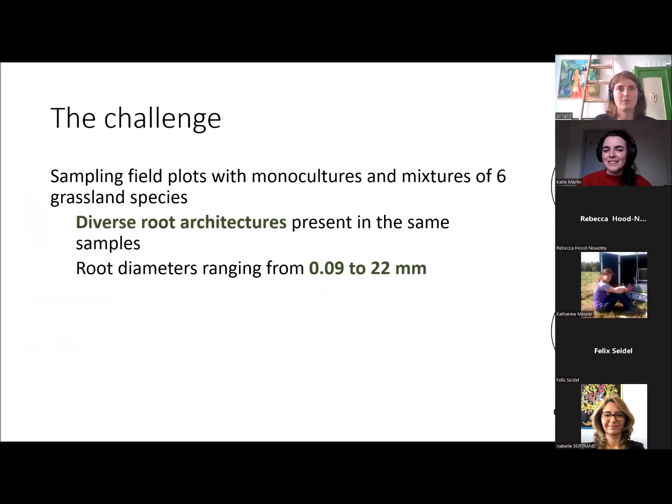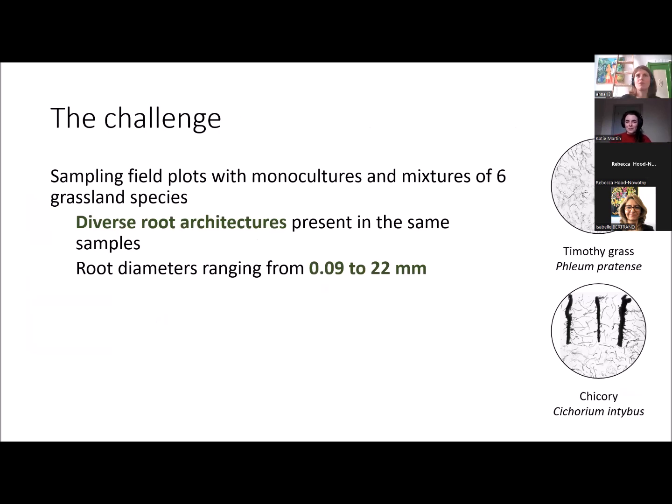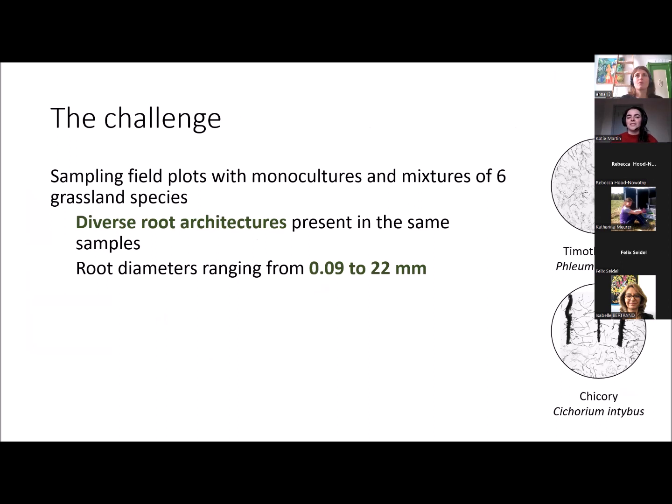So the challenge I had when I was analysing my root samples, I was sampling field plots that had monocultures and mixtures of 6 different species with very diverse root architectures in the same sample sometimes. So you could have very small, very fine roots, such as the grass species, which were less than 0.1 millimeters. And then you had species such as chicory, which could have roots that were bigger than 2 centimeters. So there's a big diversity.